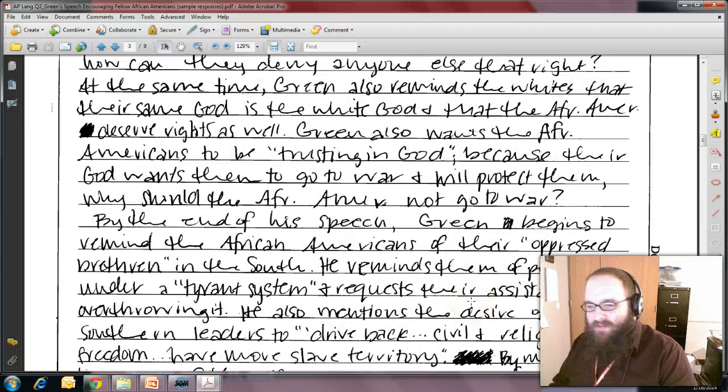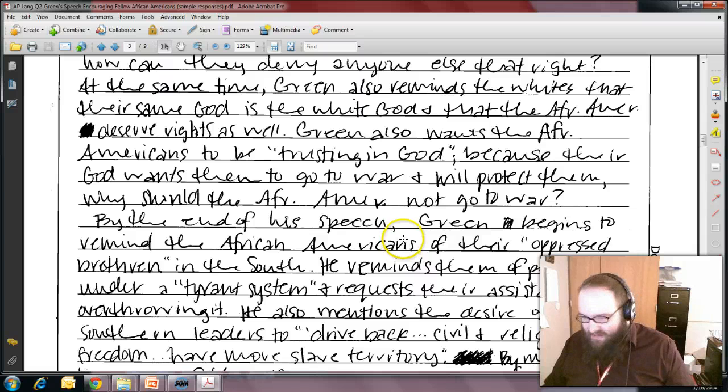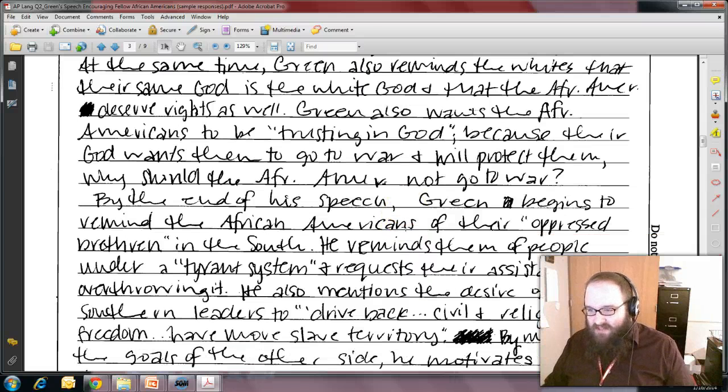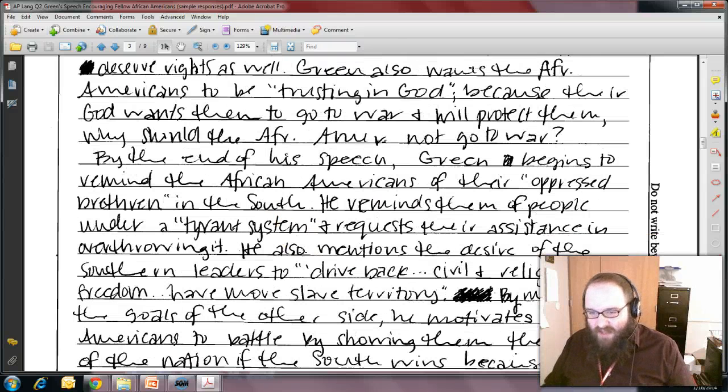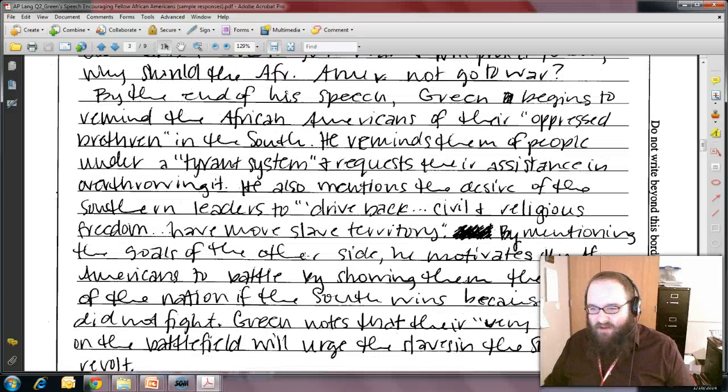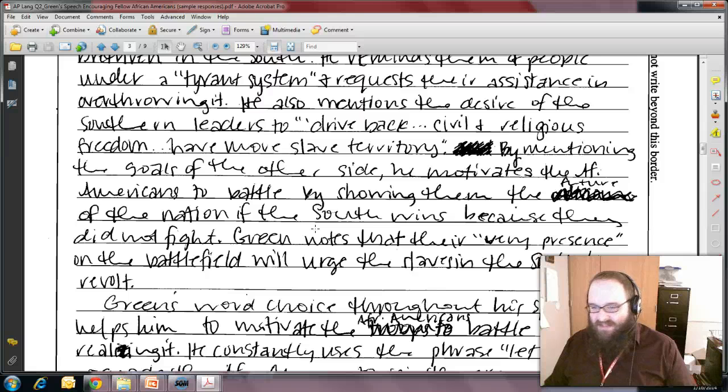By the end of his speech, Greene begins to remind the African Americans of their oppressed brethren in the South. He reminds them of people under, quote, a tyrant system, and requests their assistance in overthrowing it. He also mentions the desire of the Southern leaders to, quote, drive back civil and religious freedom, have more slave territory. By mentioning the goals of the other side, he motivates the African Americans to battle by showing them the future of the nation if the South wins, because they did not fight. Greene notes that their very presence on the battlefield will urge the slaves in the South to revolt.